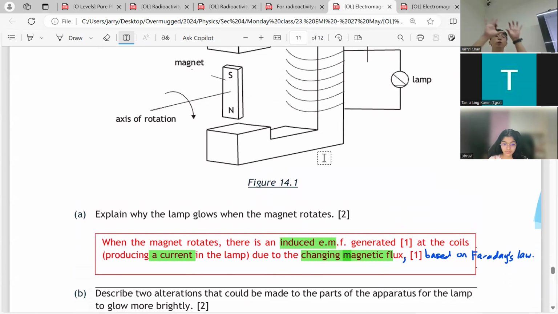Simply put, think of the flow chart once again. Don't write down every single thing. Induce EMF, induce current because of changing magnetic flux. This is Faraday's law. When I always include these 4 points in, I will always be able to score.